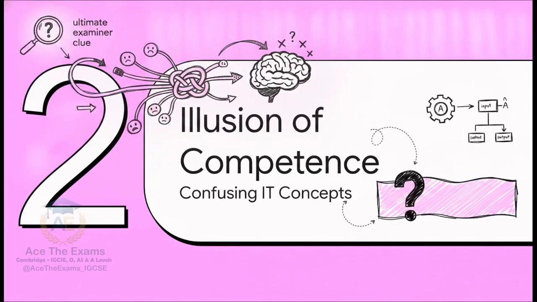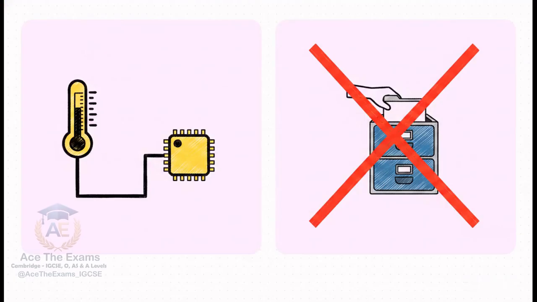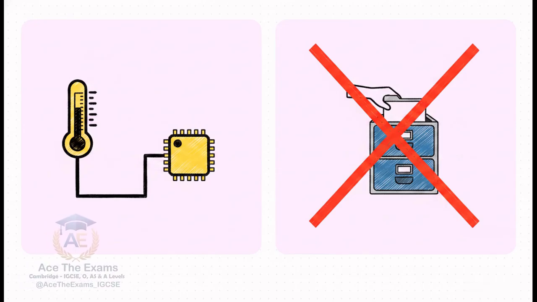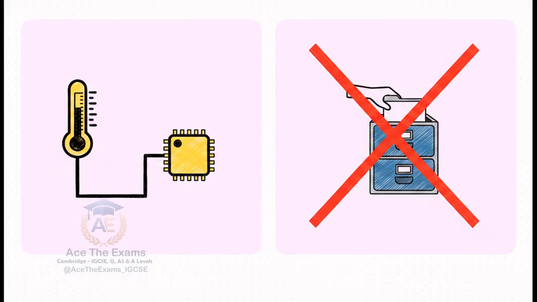Section 2, the illusion of competence. Now, before we hand you the ultimate examiner clue that changes everything, we really have to clear up a dangerous situation. I call it the illusion of competence. See, in a control system, you need real-time direct data. Think of a temperature sensor feeding straight into a microprocessor. Do not confuse this with indirect data gathering, like looking up static information in a database. If your exam answer even implies a delay, you've completely missed the core concept of real-time control.